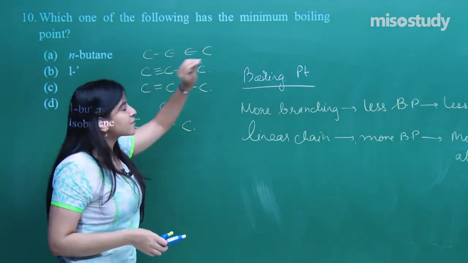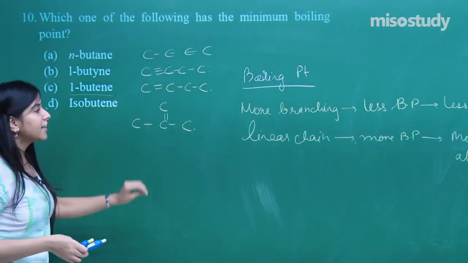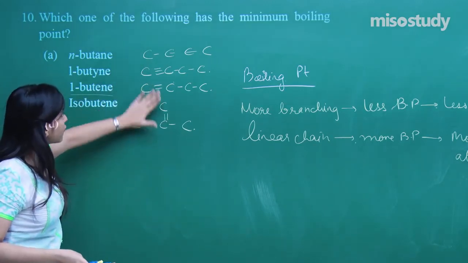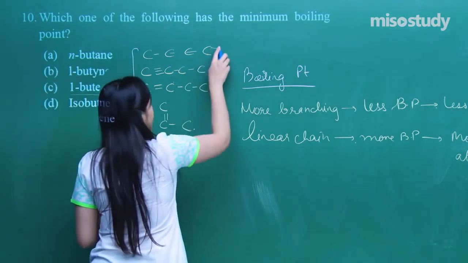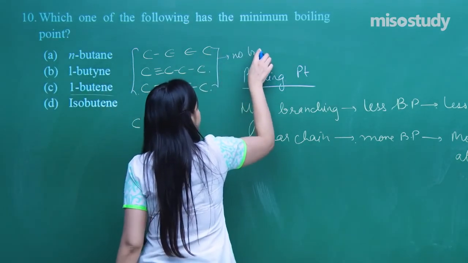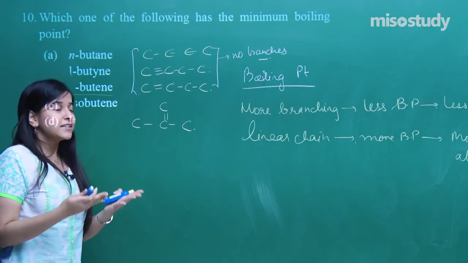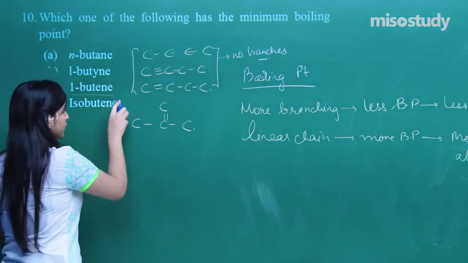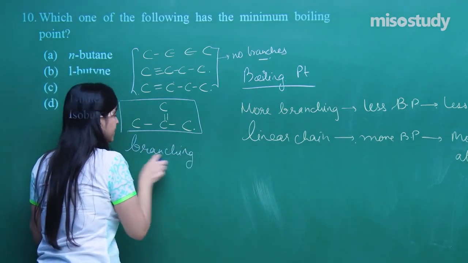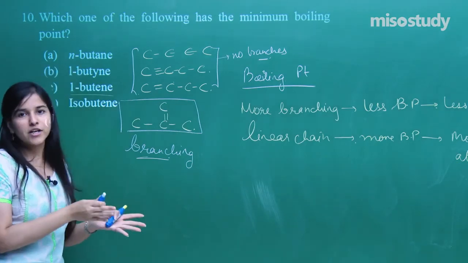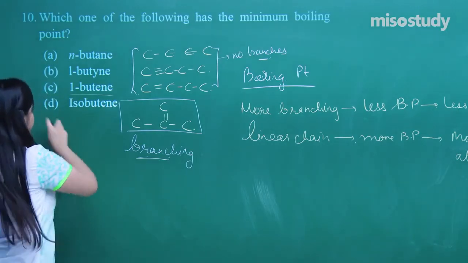So if you see, what is the question saying? Which one of the following has the minimum boiling point? Which will be having the minimum boiling point? The one having the highest branching. Out of the four, we can see that these are linear chains having no branches. That means higher forces of attraction, that means higher boiling point. But here, if you can see, there is branching. That means lesser surface area and lesser boiling point due to lesser van der Waals forces of attraction. So that is the answer to this question.